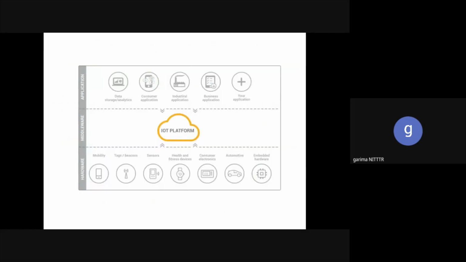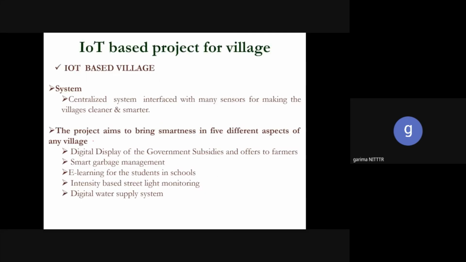Then these are different platforms available overall. We have some hardware, some IoT middleware platforms, and different applications which we implement through our combinations of hardware and software. Similarly, if anybody wants to do an IoT based project for a village, whether related to the energy sector or the environment sector, because if you are working for environment, more or less you are working for energy, you can have a centralized system interfaced with many sensors for making the village cleaner and smarter. Under that, you can implement these aspects also.